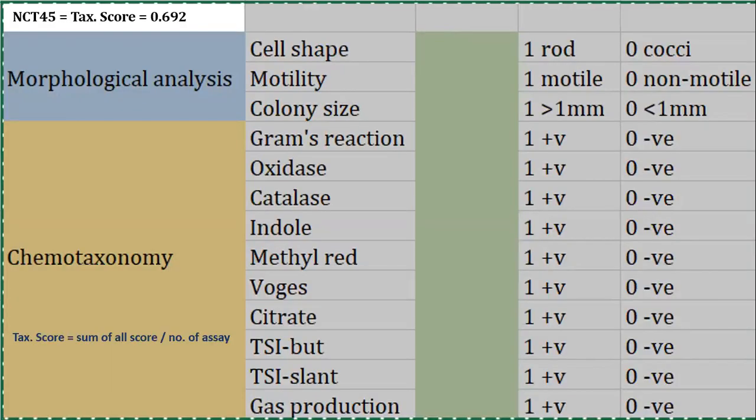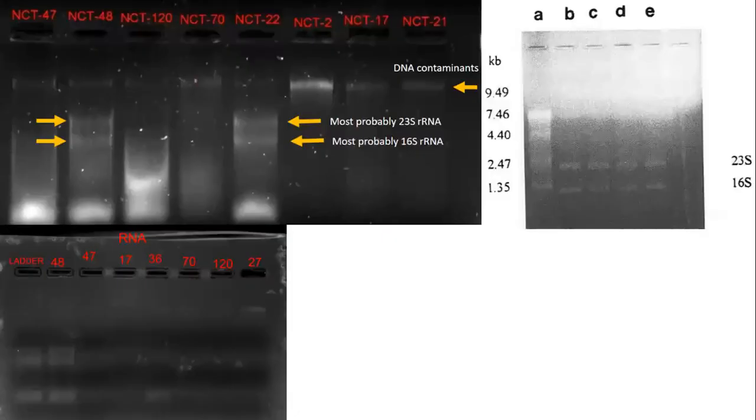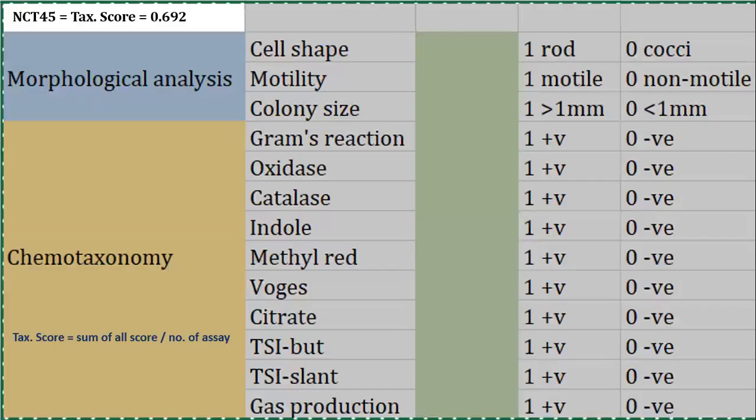In PCR, what do you do? You amplify the 16S rRNA gene with the universal primers, 1492 or whatever universal primer you want to use, and amplify it and then go for sequencing. I usually commercially outsource the sequencing.